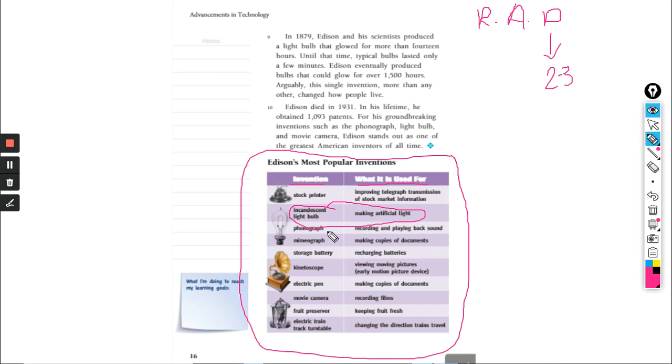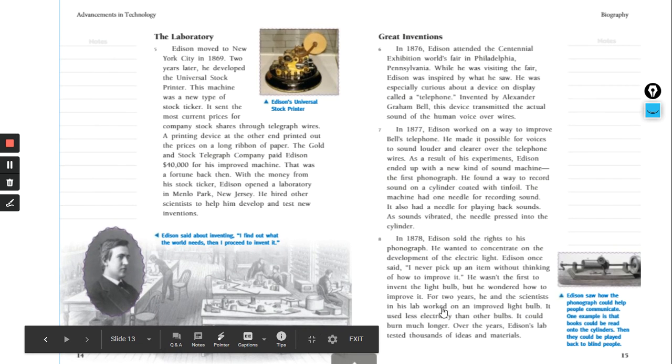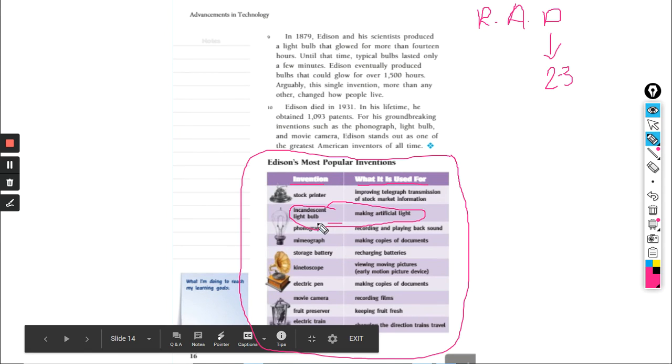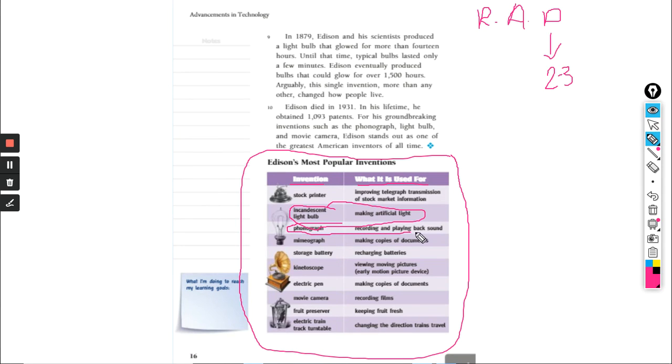A phonograph, which is recording and playing back sound. And I know that's important because on this previous slide, remember, Mr. Roby even pointed out this picture of the phonograph that helped people communicate. So I'm definitely going to include that as an invention that's important.